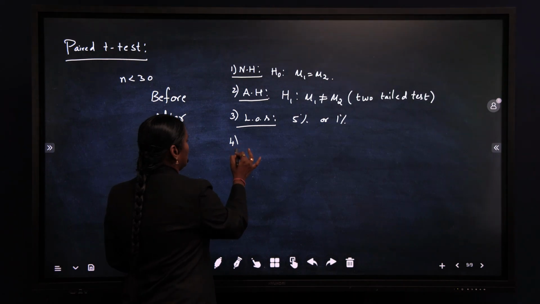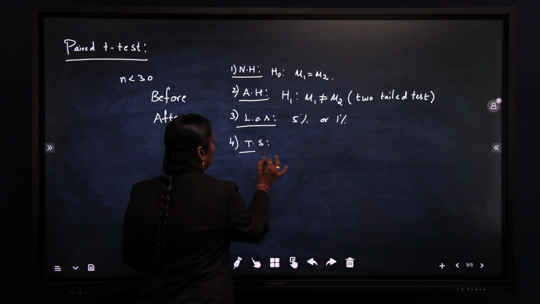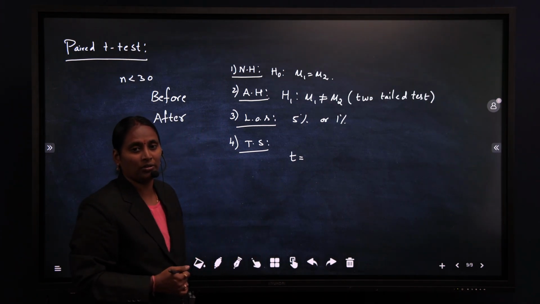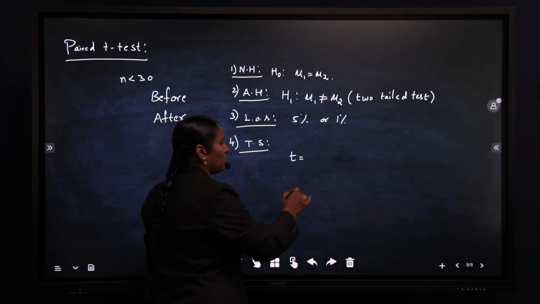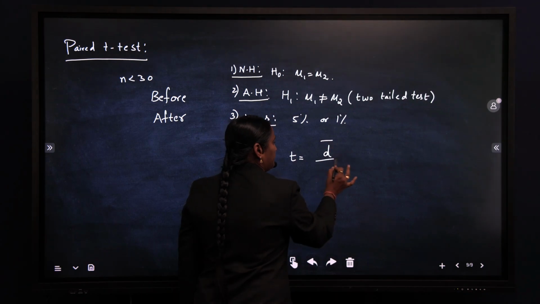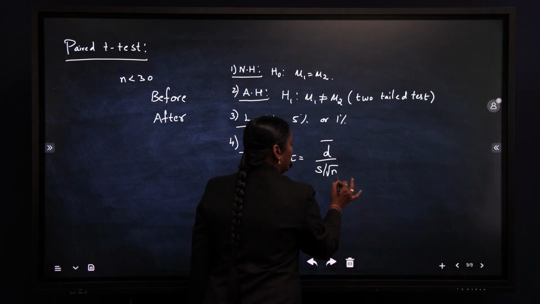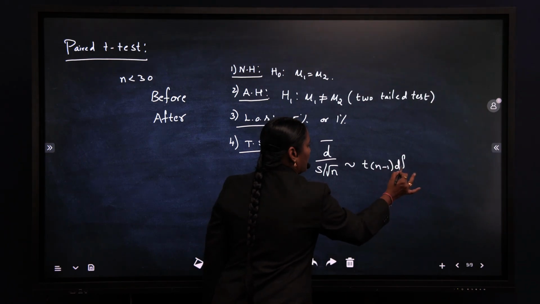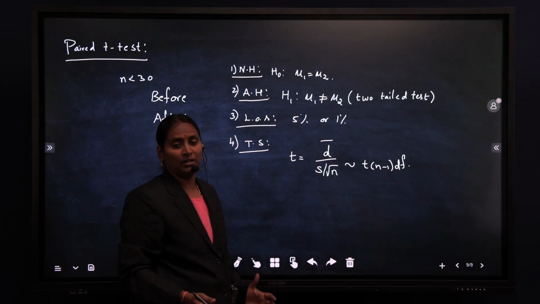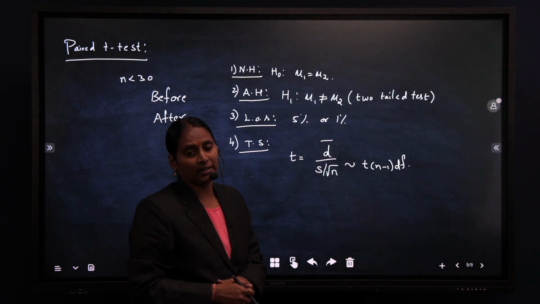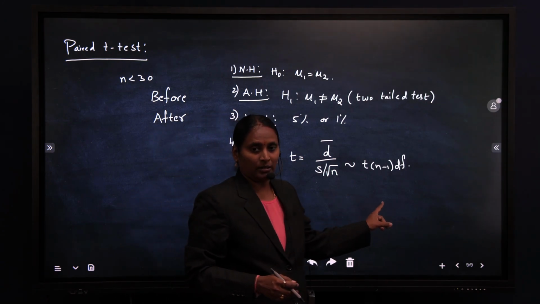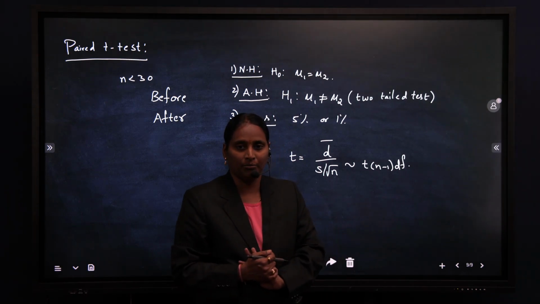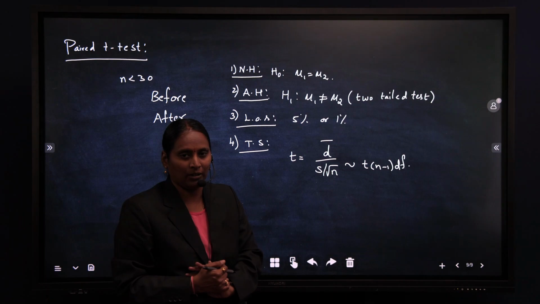Now the fourth step is the test statistic. We are going to find the paired t-test. On the left hand side we define it as t. T is equal to d bar by s by root n. And here t follows n minus 1 degrees of freedom, where n is the number of given observations. The degrees of freedom is the number of independent variates which make up the statistic to make up our conclusions.